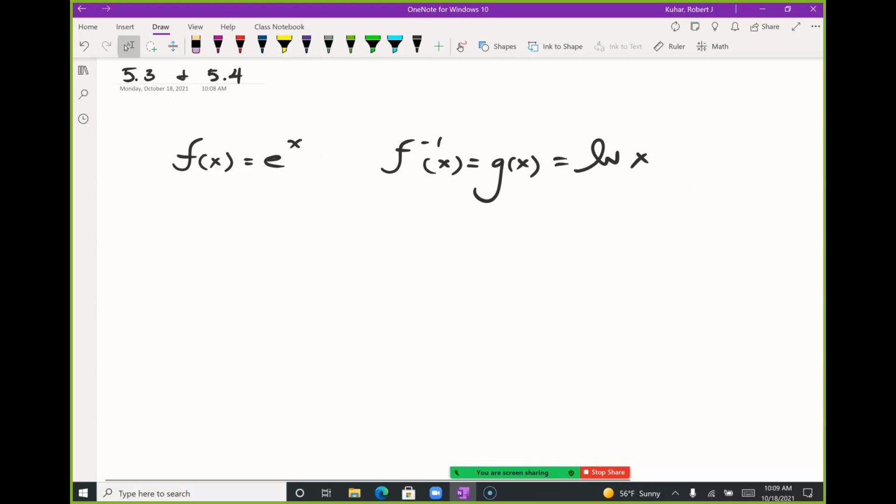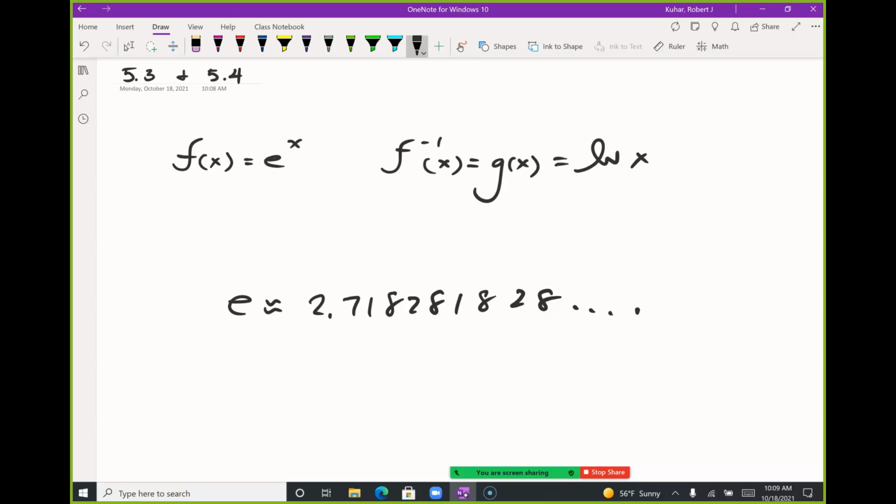So we know this number e, right? E on your calculator, e is approximately 2.718281828. It actually looks like there's a pattern, but there isn't. It's a never-ending, non-repeating decimal. It's an irrational number. It's also called a transcendental number. But usually we'll say e is about 2.72.